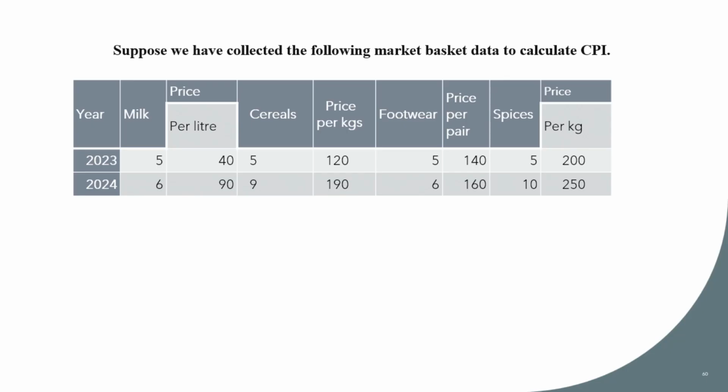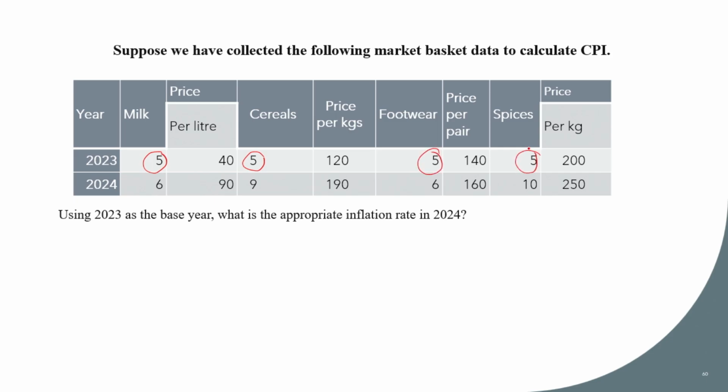From this, you need to assume one of the years as the base year, and using that year's quantity, you need to define the consumer basket. Suppose the question is: using 2023 as the base year, what is the appropriate inflation rate in 2024? In this case, you use the quantity of 2023 as the consumer basket. In order to define the consumer basket, you can use this as the quantity.